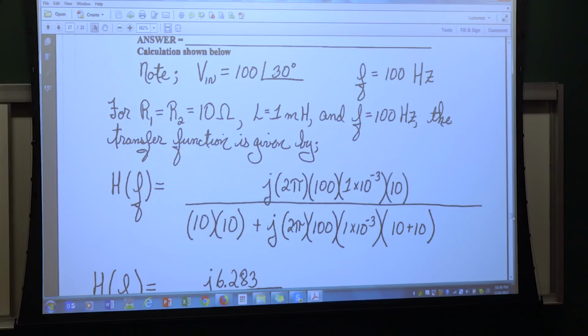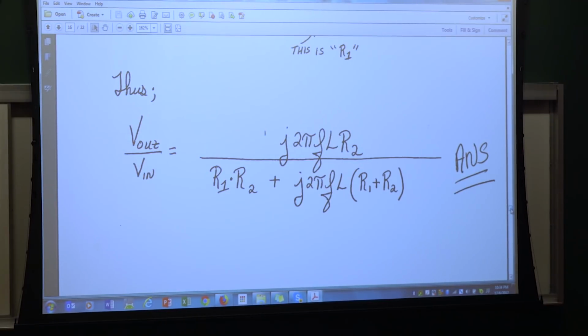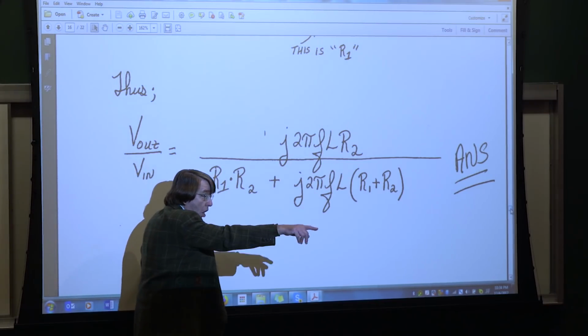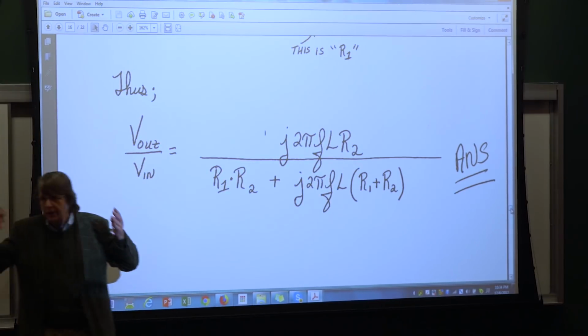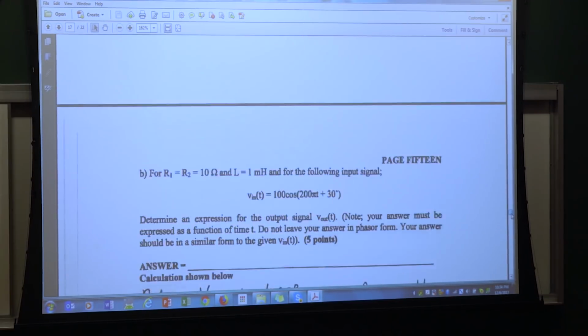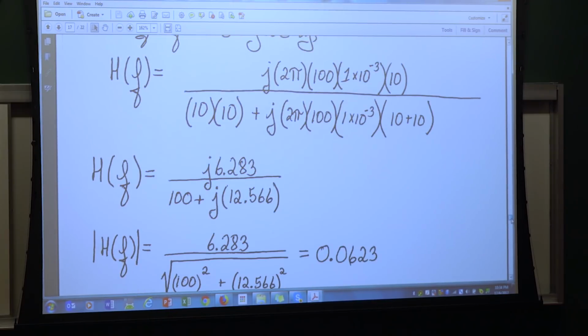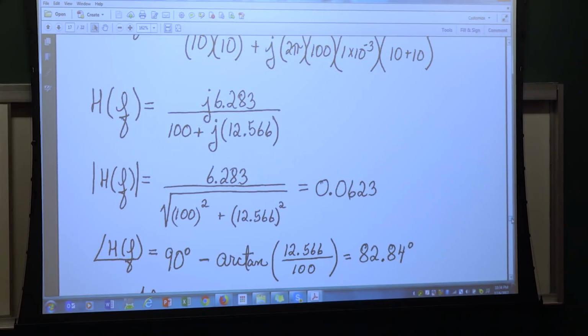I'm just plugging everything in. Now, Sam, I'm thinking of you here, my colleague. I'm just plugging everything into this equation. So my colleagues, this was the answer to part A. I plug in the R and the L and the F, and it gets a little easier. All right? So I plug all this in, and I now get this. I work out the math, and I get H of F is this.